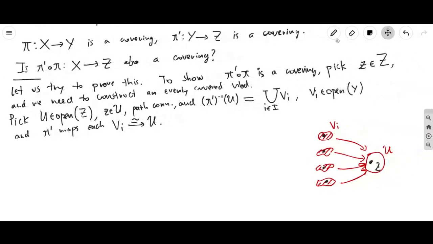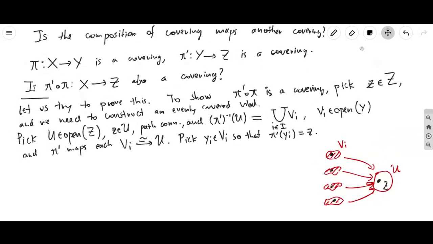So maybe what we can do is, maybe we should say this. So you're going to pick Yi in Vi so that pi prime of Yi is equal to Z. So those are like the fiber points. And now you want to use the other given assumption, that this is also a covering map. And these are open sets in Y. But here's the problem. How do you know that these Vi are evenly covered themselves? So you do not know that.